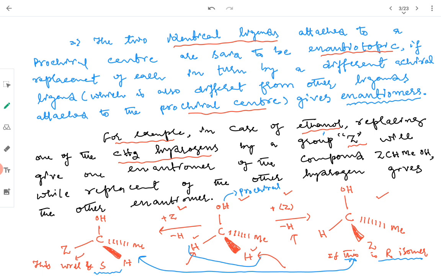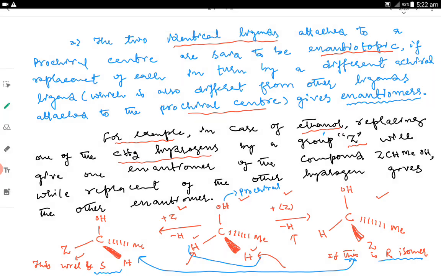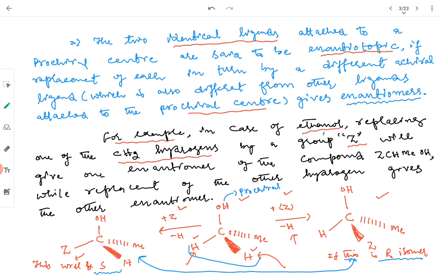We will call it a prochiral center. And this prochiral center here has enantiotopic hydrogens. Why does it have enantiotopic hydrogens? Because when we replace these two hydrogens one by one, we obtain two different stereoisomers which are enantiomers of each other.